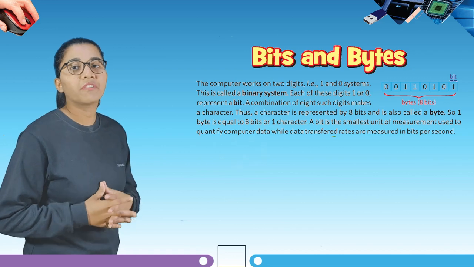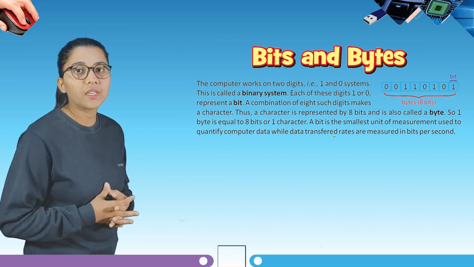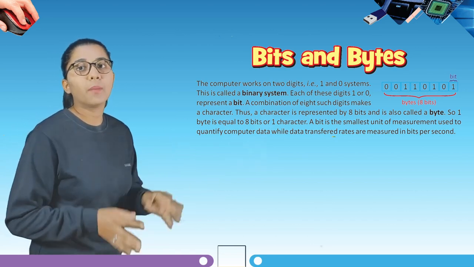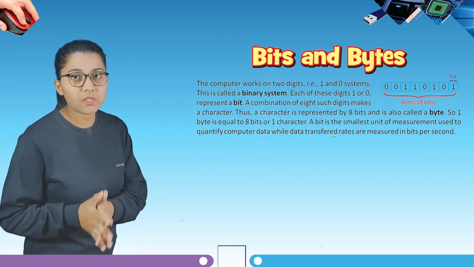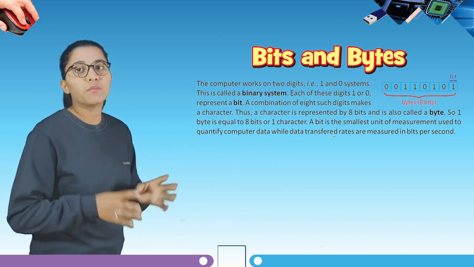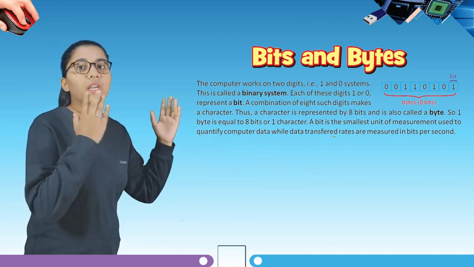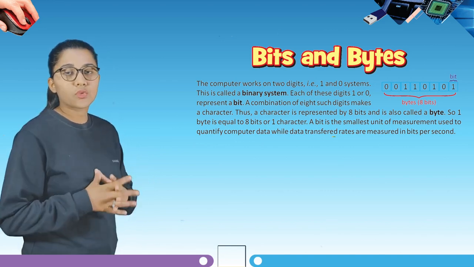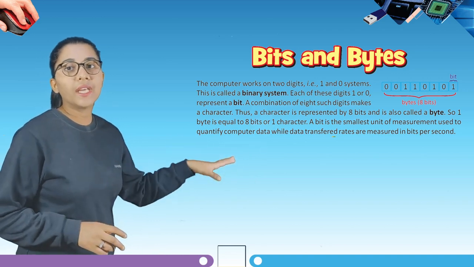A combination of 8 such digits makes a character. Thus, a character is represented by 8 bits and is also called a byte. So, 1 byte is equal to 8 bits or 1 character. A bit is the smallest unit of measurement used to quantify computer data, while data transfer rates are measured in bits per second. So students, here you can see the number of bits in a byte, that is 8 units.